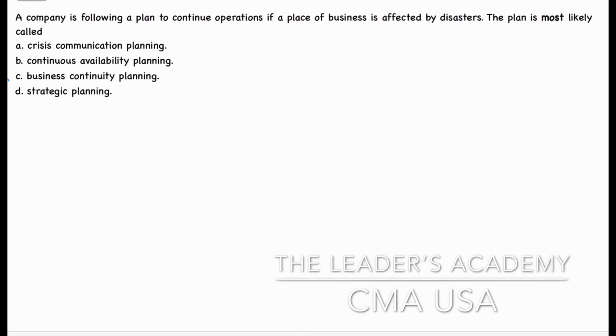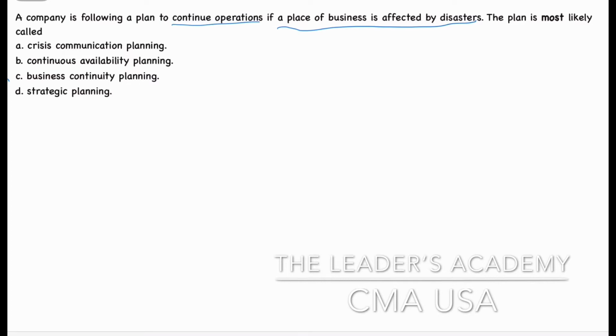What they're asking in this question is, every company will plan in a proactive manner, which means they will plan prior to the future outcomes. So what is going to happen here? If a place of business is affected by any disaster, I don't want to stop my operations. I want to keep them continuous. For that particular plan, what is it called? To continue my operations, what is it called? What am I trying to continue? My operations. That's why operations continuity planning could be the answer.